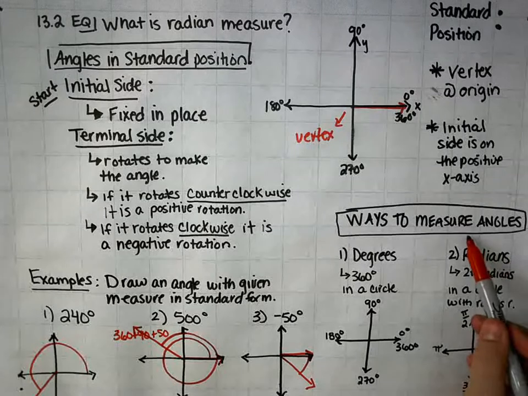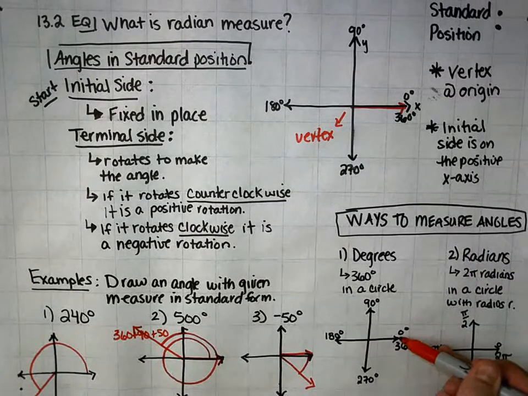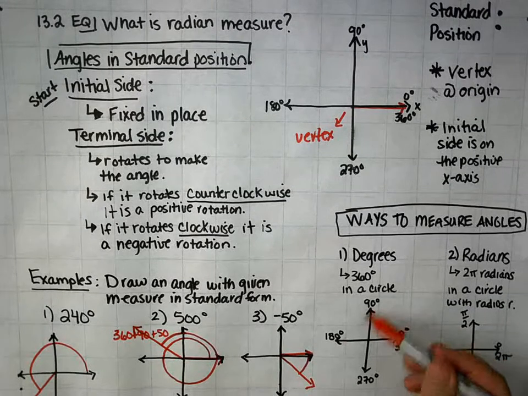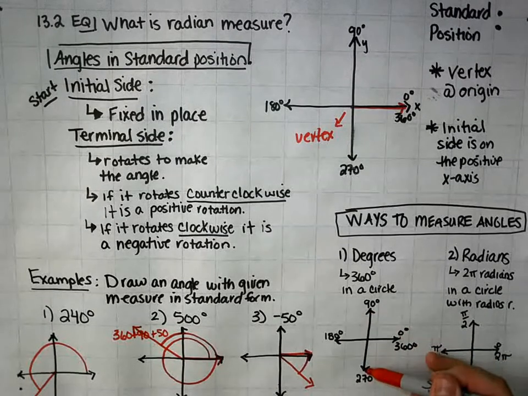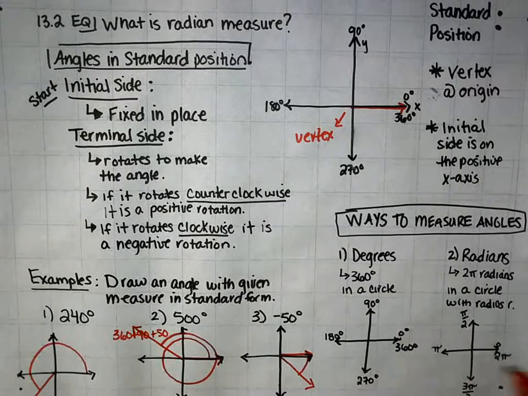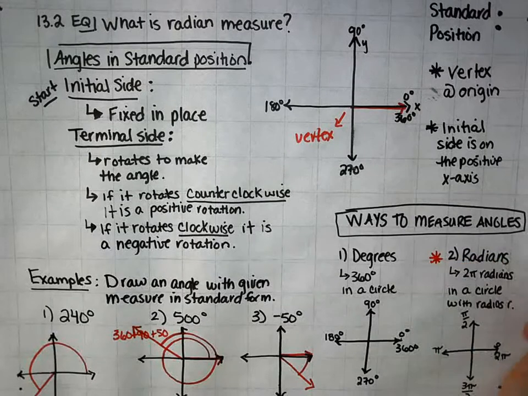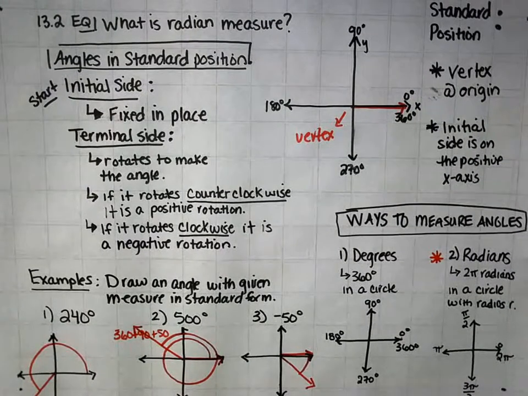Now what we're learning today is a new way to describe angles. We have two ways now to measure angles. One is degrees, which we're pretty familiar with, where we start at 0 degrees, 90 degrees, 180 degrees, 270 degrees, and back to 360 when you get all the way around the circle. The new way that we're introducing today is radians. There are 2 pi radians in a circle with radius r. We almost always work with circles with radius r.